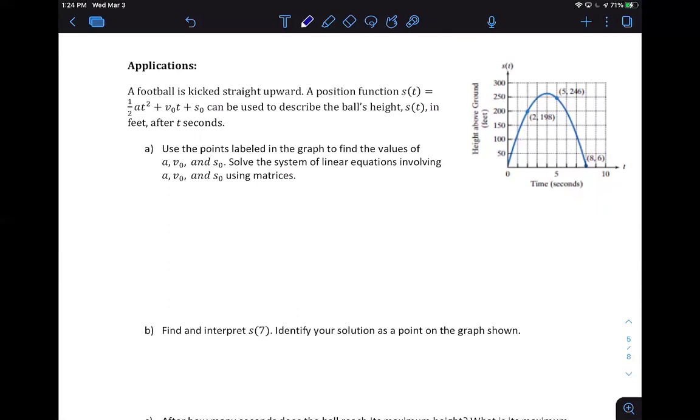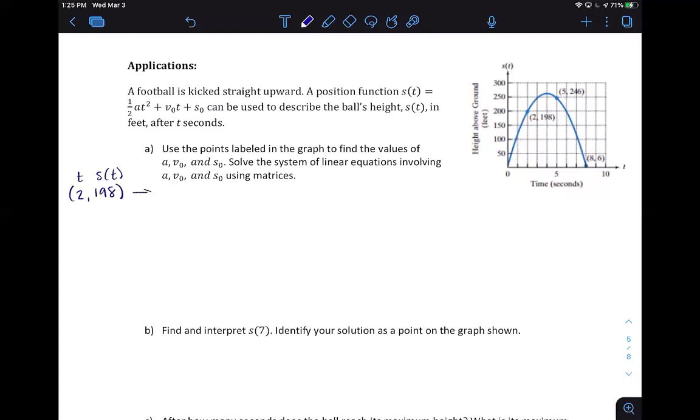So you had one similar to this in your homework yesterday, except it was asking for a linear function. It's the one that said like f of 2 equals 7, and you're changing it into slope-intercept form. So this, we're going to be plugging it into our quadratic. So we have our first point, 2, 198. And this is going to be t and s of t.